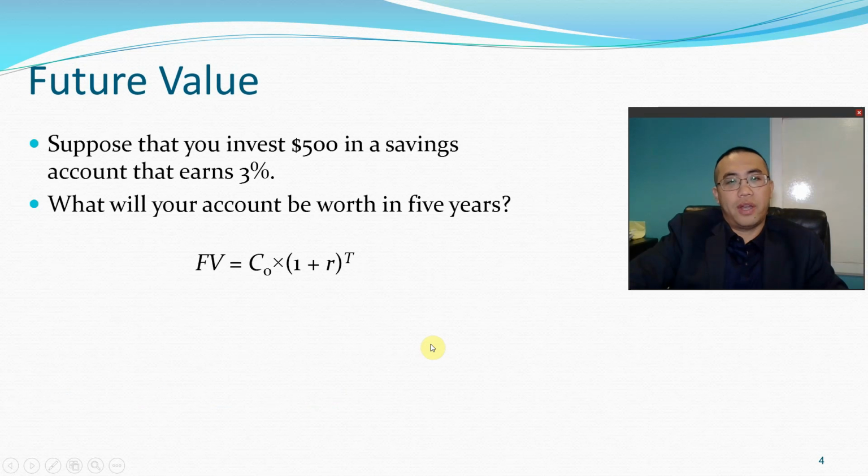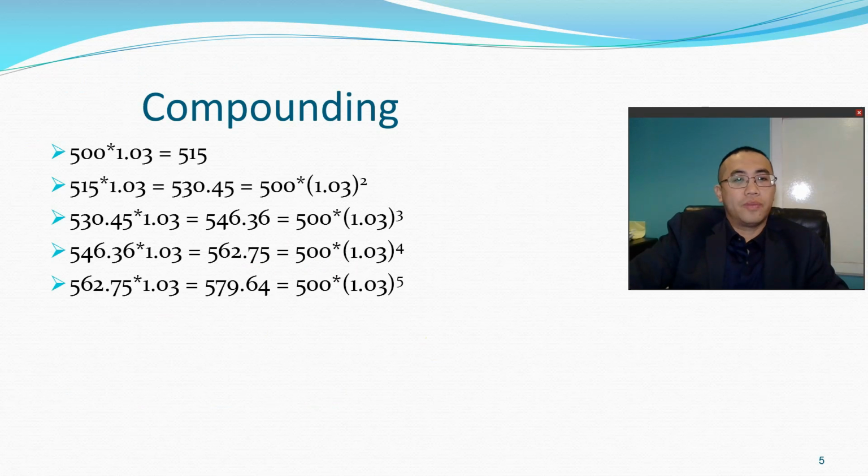So if you invest $500 in a savings account and earn 3% each year, how much money would you have in 5 years? This is a very easy calculation. You're going to use 500 times 1 plus 3% raised to the power of 5. If you look at your balance after each year, you start with $500. After 1 year, you have $515. So that's 1 plus 3% times the $500 principal.